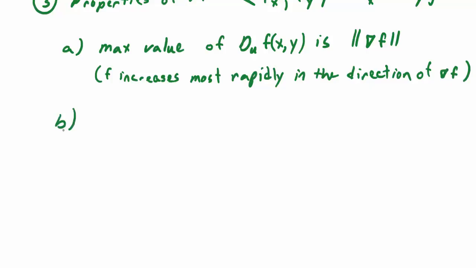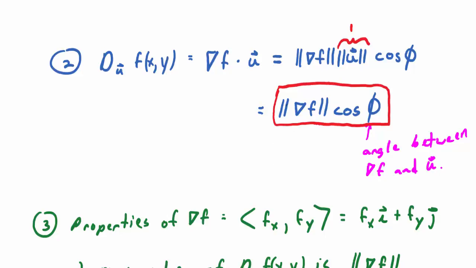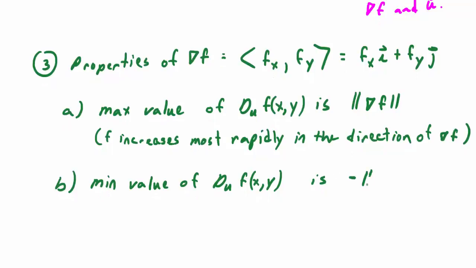Okay, part B. What do you suppose the minimum value of the directional derivative is? What's the smallest the cosine of phi can get? -1. So when the cosine of phi is -1, then the directional derivative becomes negative magnitude of del f. So that's the minimum value. Okay, so that's saying f decreases most rapidly in the direction of negative del f.